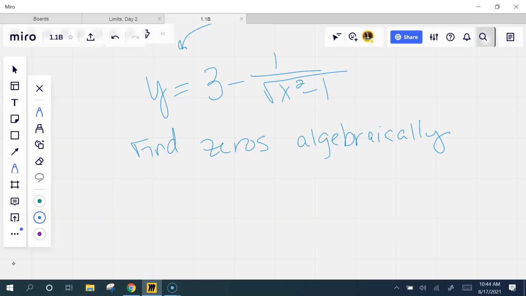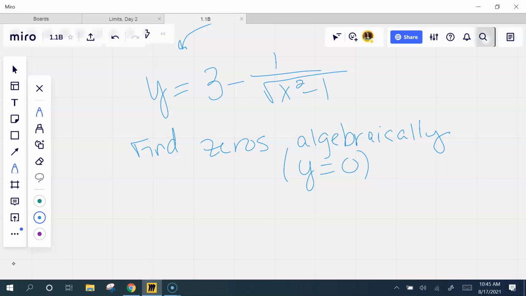So how do I find zeros of any function? What does it mean to be a zero? An x-intercept. And what's true about every x-intercept? Crosses the x-axis. It's a solution. A solution to what equation? When something equals 0, when y equals 0. So to find zeros algebraically, I'm looking for places where y is 0. Would you agree with that statement?